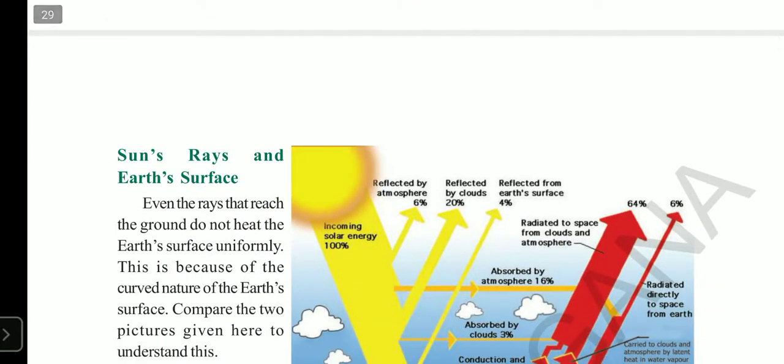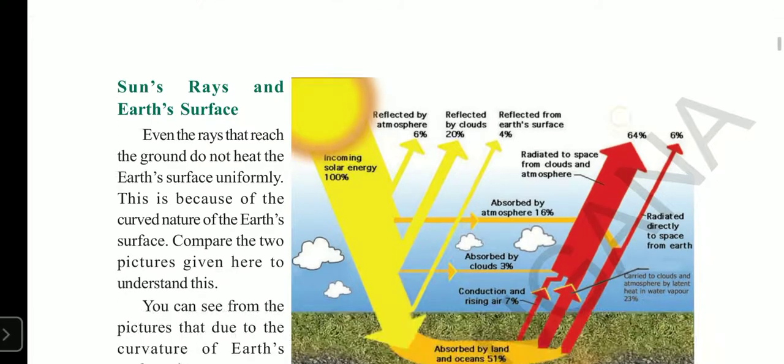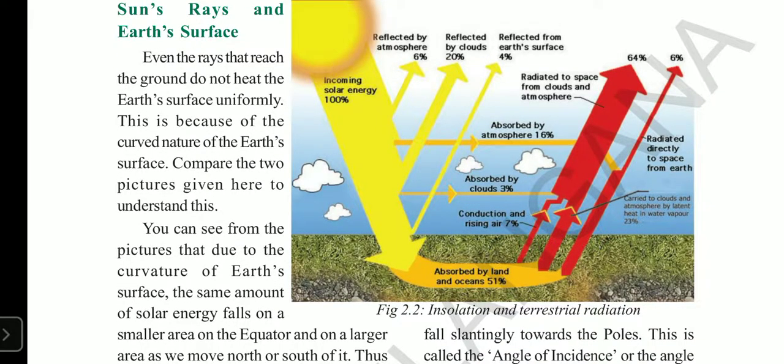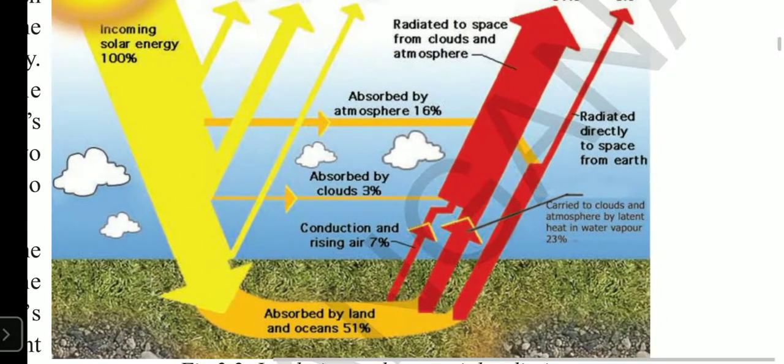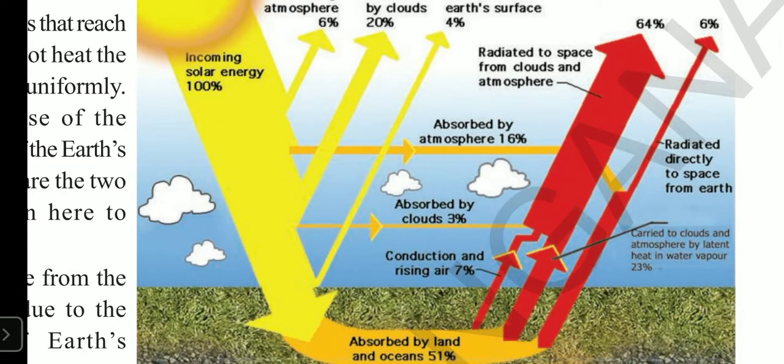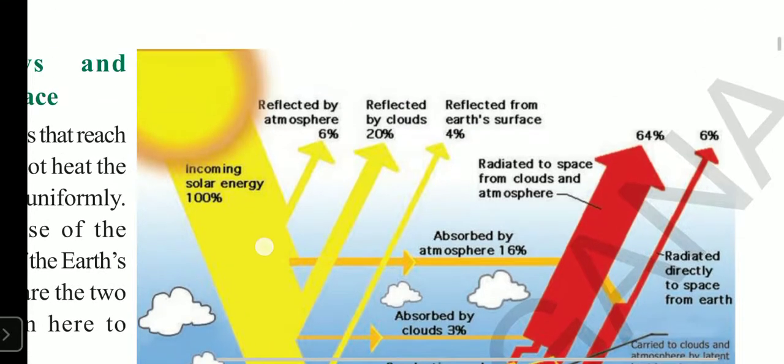Next, we see the sun's rays at the Earth's surface. Have you seen this picture, figure 2.2? Look at this figure 2.2, my dear students. You will understand here what I want to show. The total incoming solar energy is shown as 100%, right? So the sun is emitting, that is called solar radiation. In that, what is absorbed by earth is insolation, right?